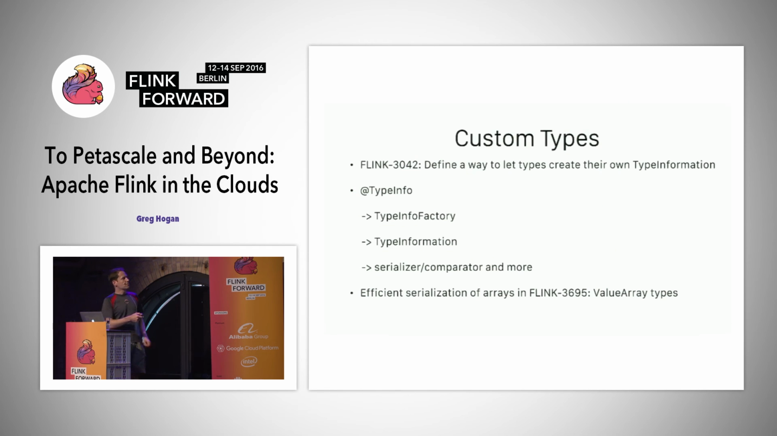So lastly, a couple features that are coming out. So FLINK-3042, it's in review. This kind of goes counter to Gabor's presentation on code generation for serializers and comparators. So here we're actually hand coding serializers and comparators, but we're making it easy to do. So we annotate with type info, which points to a type info factory, which returns a type information. And that allows us to define our own serializer and comparator. So the idea here is, what I want it for is to efficiently serialize arrays.